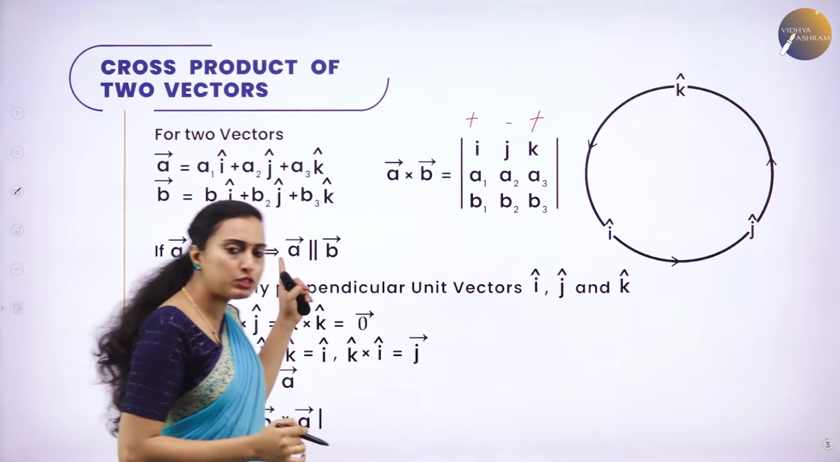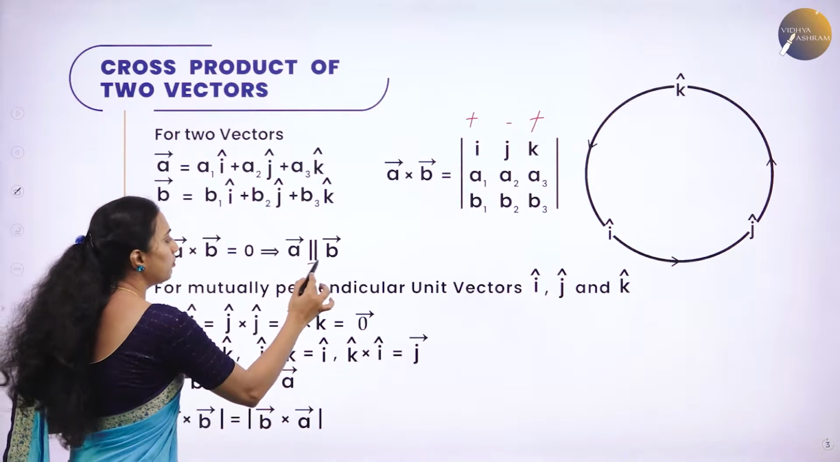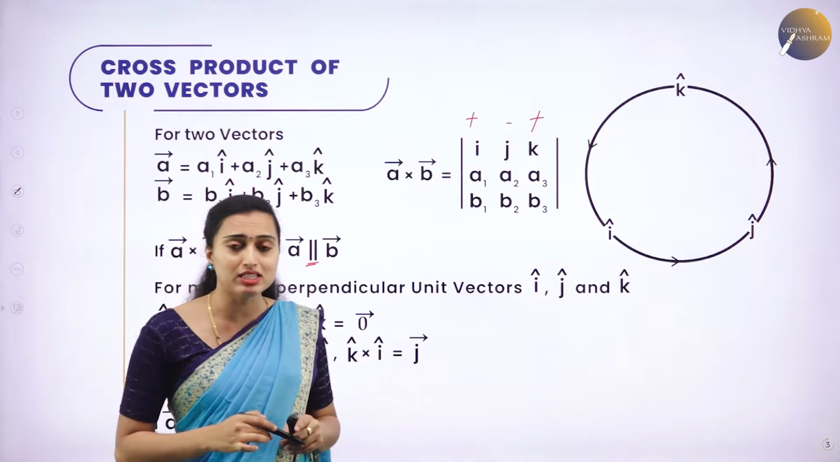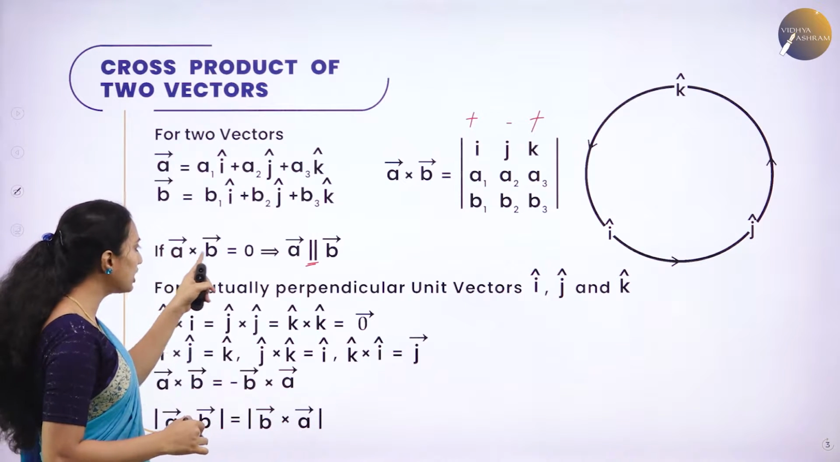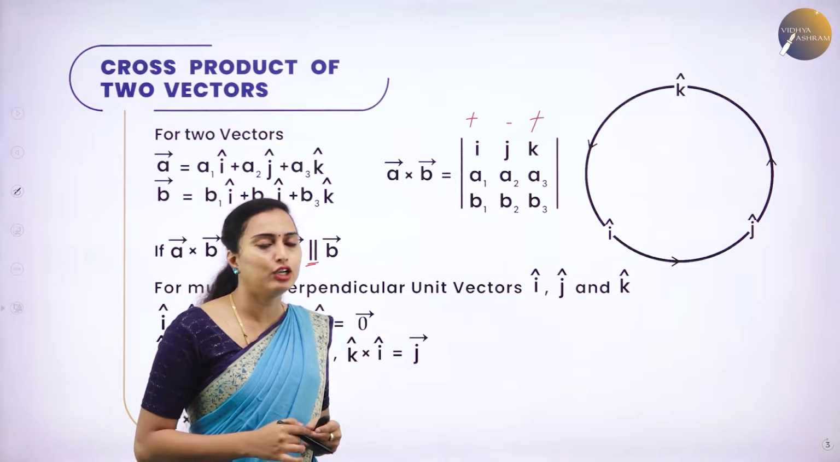Similarly, if the cross product of vectors is equal to 0, then they are said to be parallel to each other. That means here, if A vector cross B vector equals 0, then A vector is said to be parallel to B vector.